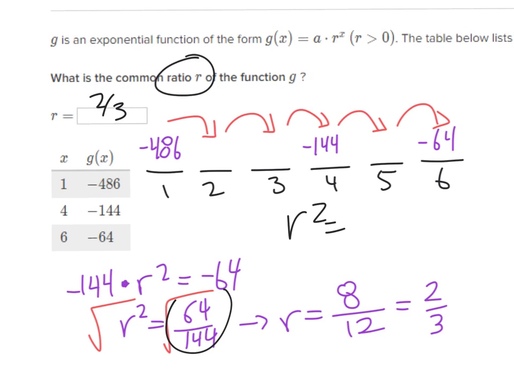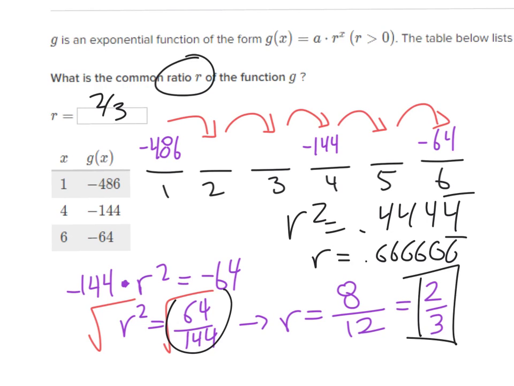R squared is 0.444444444 repeating, and then if you were to take the square root of that, the calculator is going to say 0.66666666. So you take the square root and you'd be like, that looks suspiciously like the devil's number. No, that looks suspiciously like 2/3.